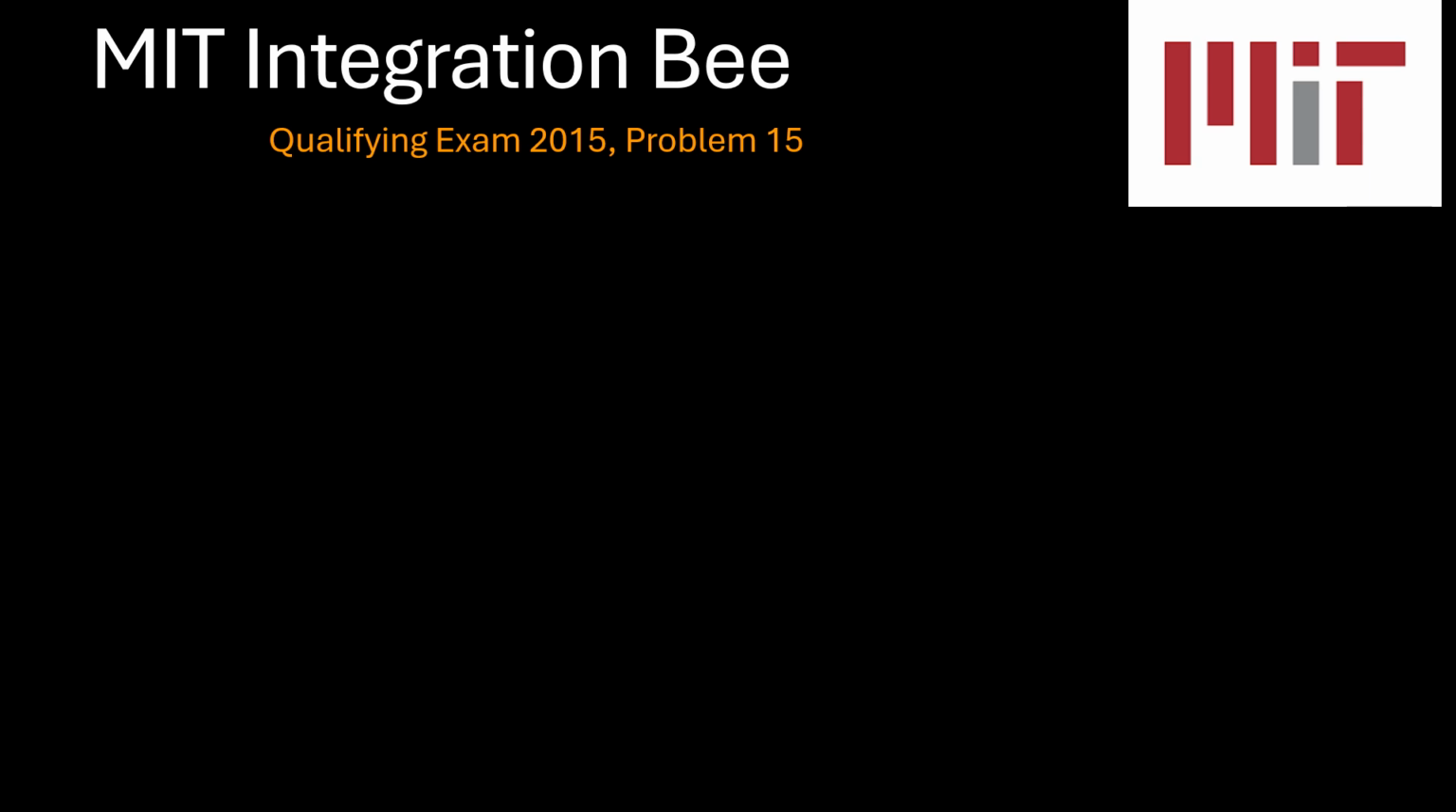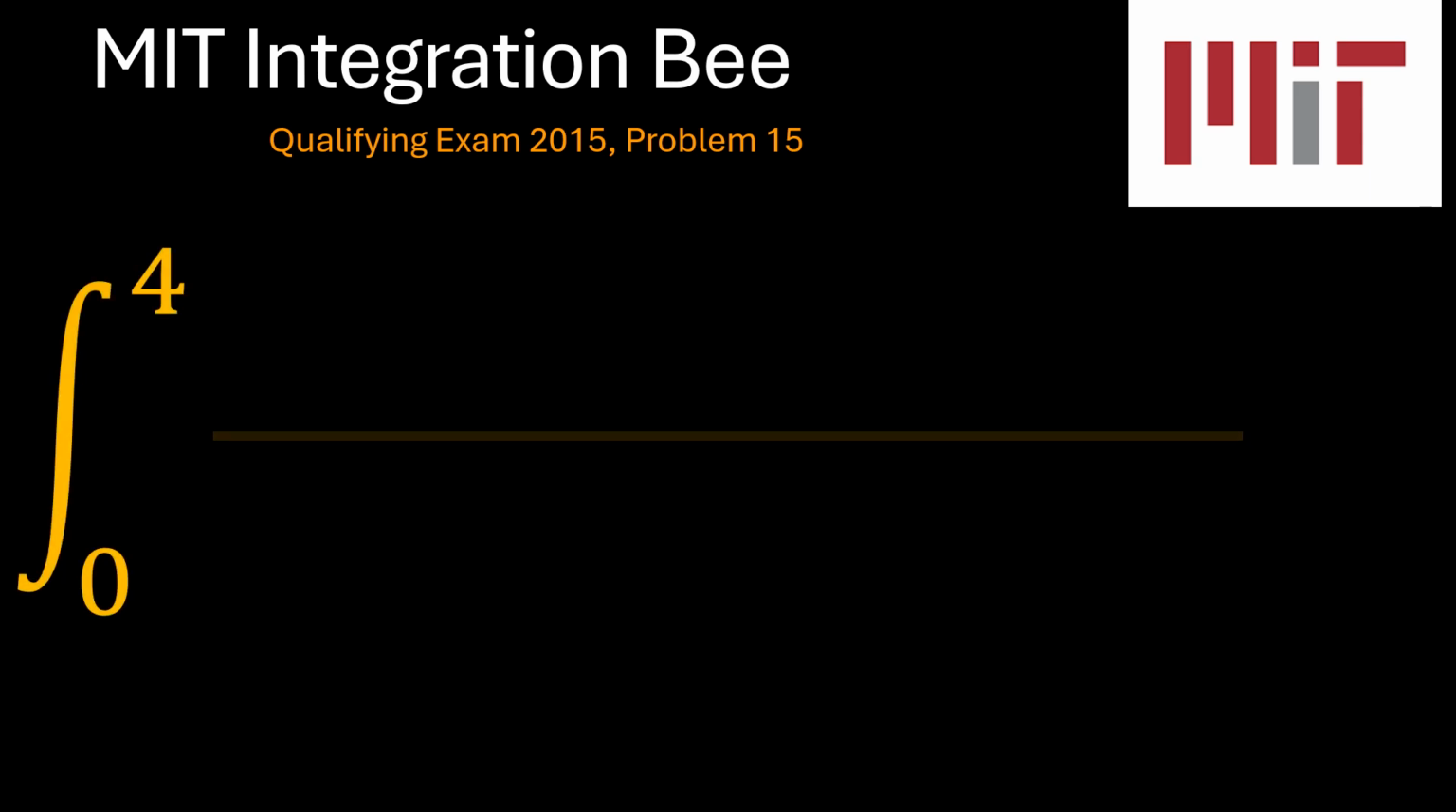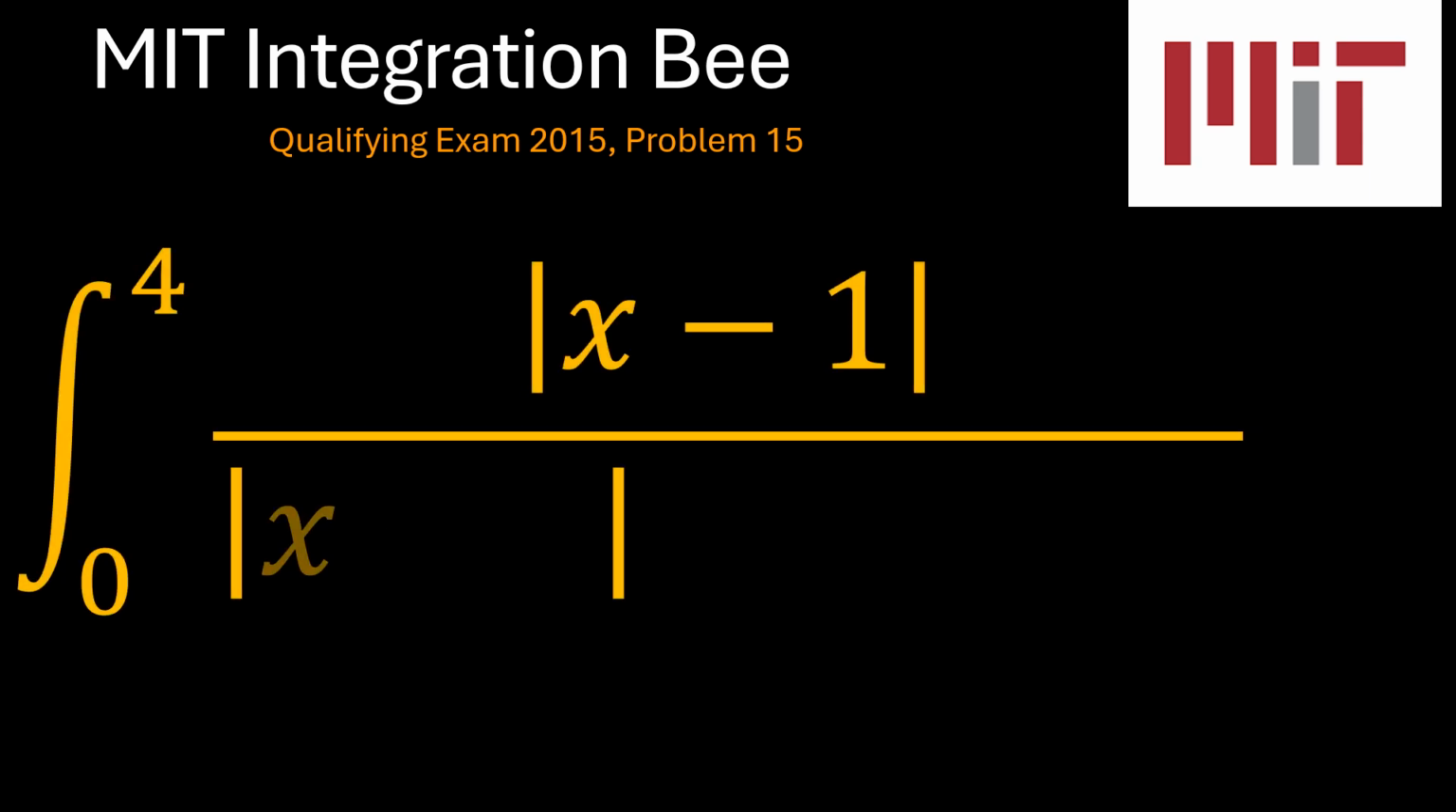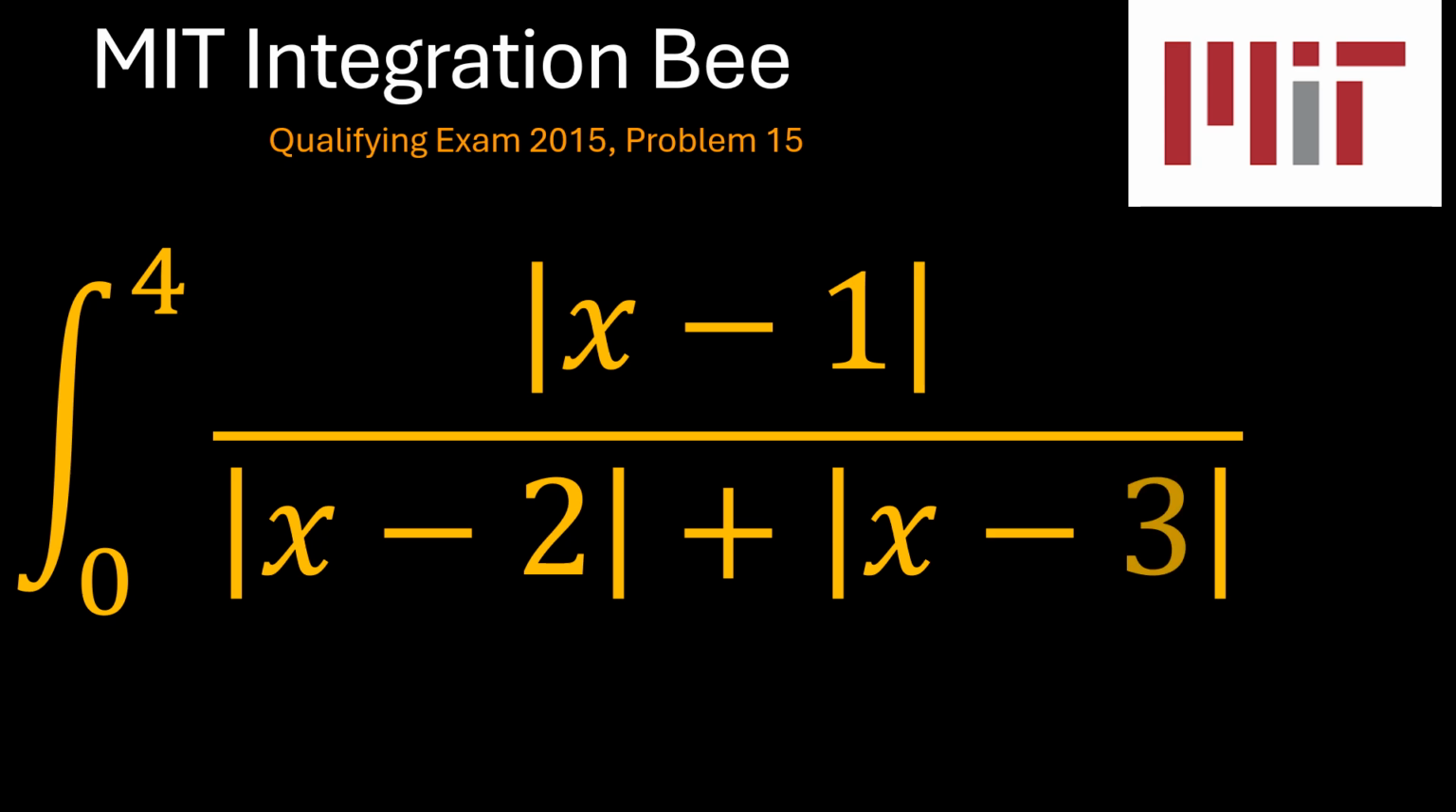So on to problem 15 of the MIT Integration Bee Qualifying Exam 2015. This is actually a very interesting problem. It is the definite integral from x equals 0 to x equals 4 of the absolute value of x minus 1 over the absolute value of x minus 2 plus the absolute value of x minus 3. So this is actually interesting, and it kind of tests us on what we know about absolute values. So let's see how we may be able to solve this.